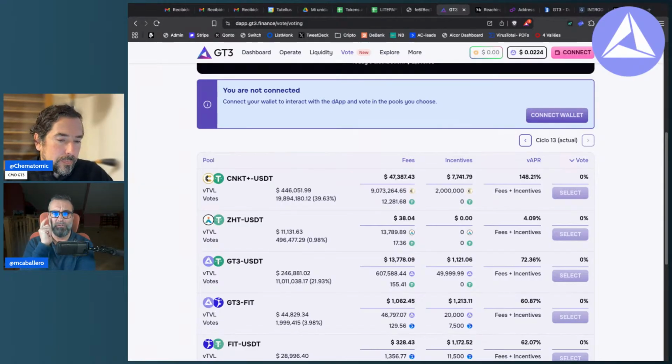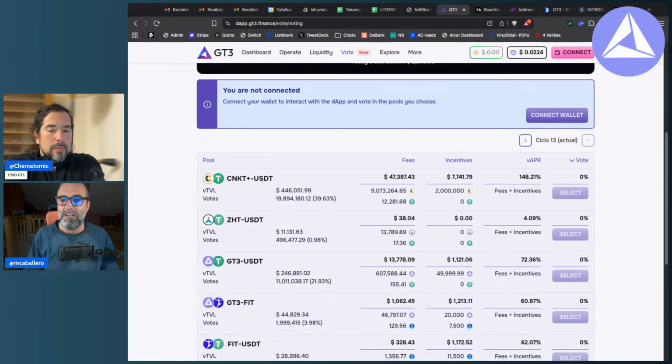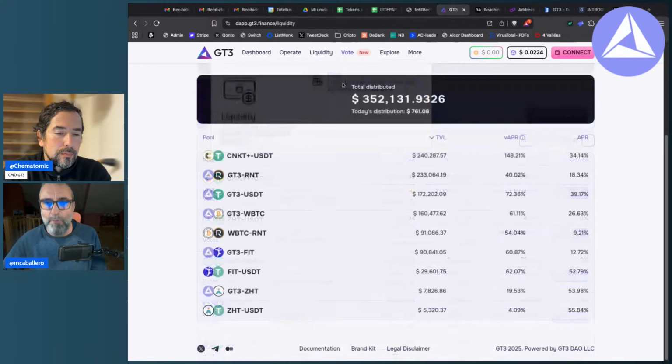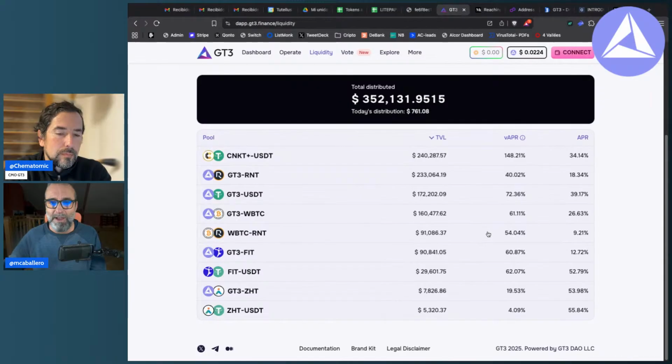Yeah, it's important also to add, Chema, well said, that there is a direct link between the voting power that any pool receives and the APR that the liquidity providers will get. So the more voting power a pool gets, the more APR they will get in the next cycle, right?